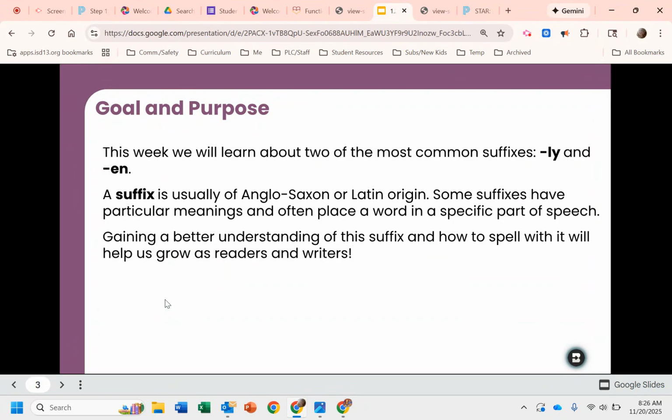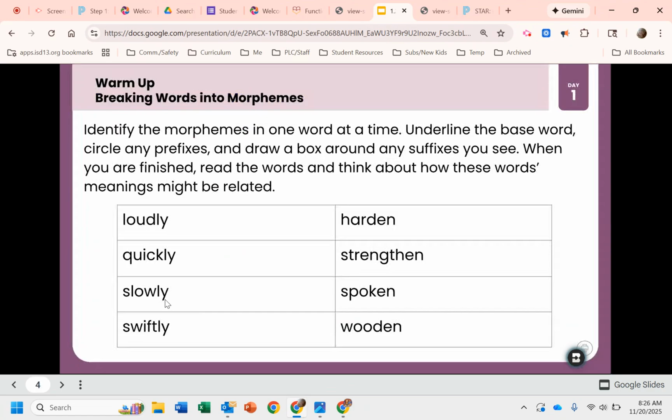writers. To get started today, please look over the words on the screen and in your packet. Underline the base or root word, circle any prefixes, and draw a box around any suffixes. If you finish early, read the words and think about how these words' meanings might be related. Okay, let's take a look at how to mark these. Check yours with mine on the screen.